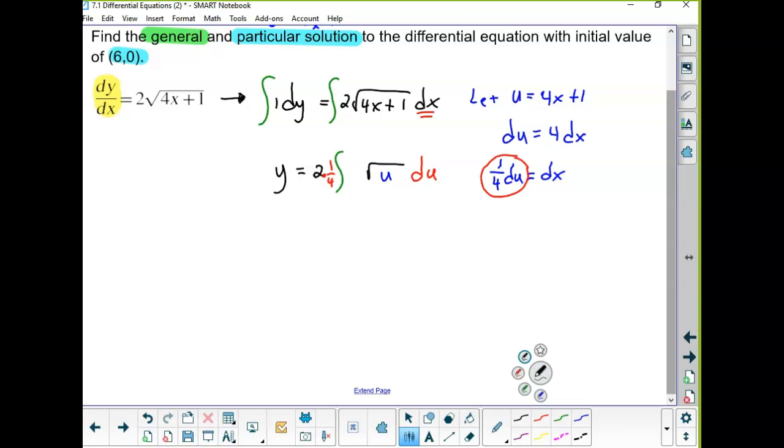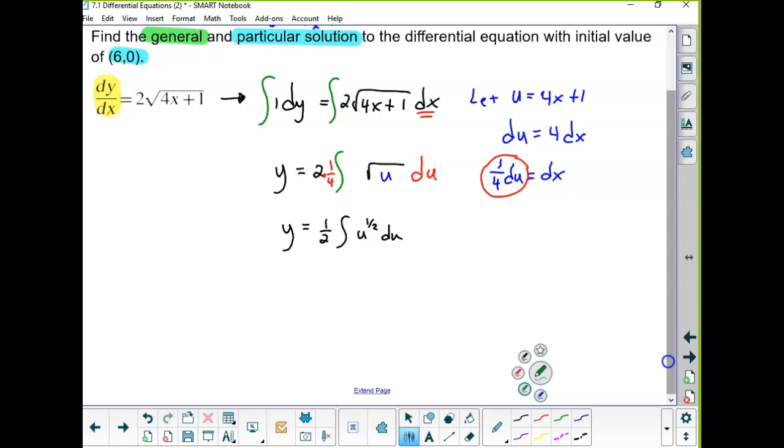And that made the integral easier for us to deal with. So I can simplify 2 times 1/4 is 1/2. I still have the integral of u, but it's a square root, and we don't like that square root. So we're going to actually change it so it looks better.